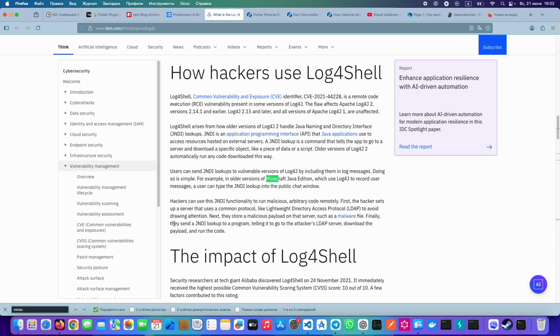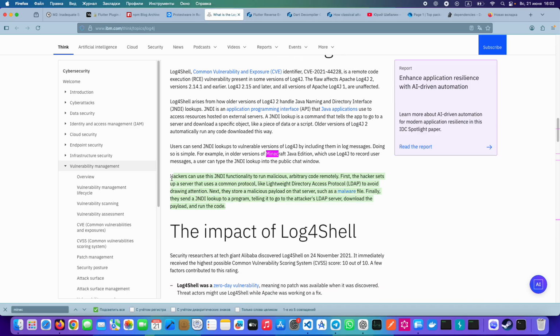First, the hacker sets up a server that uses a common protocol like Lightweight Directory Access Protocol to avoid drawing attention. There was a very interesting pipeline there.